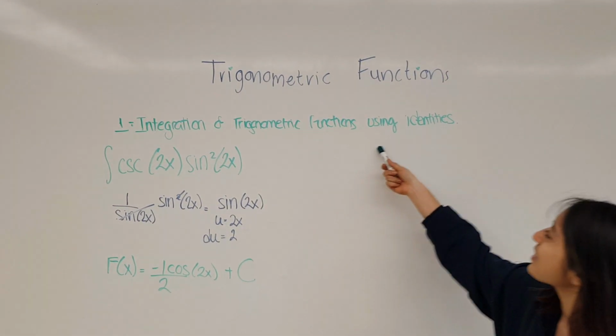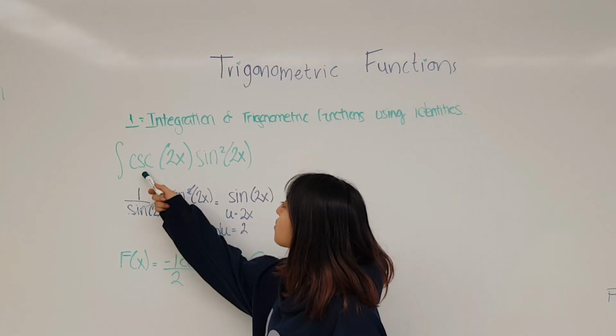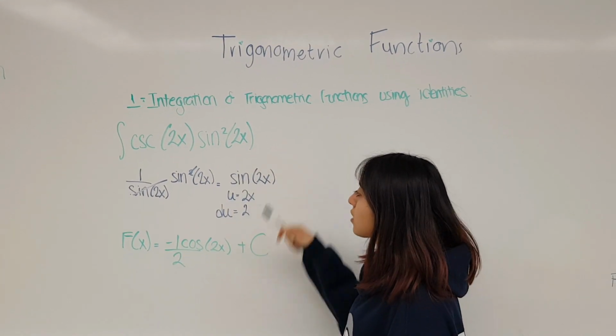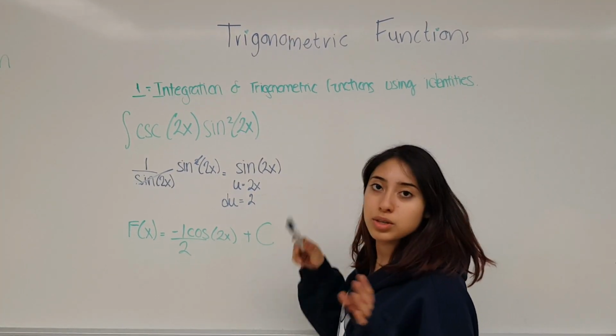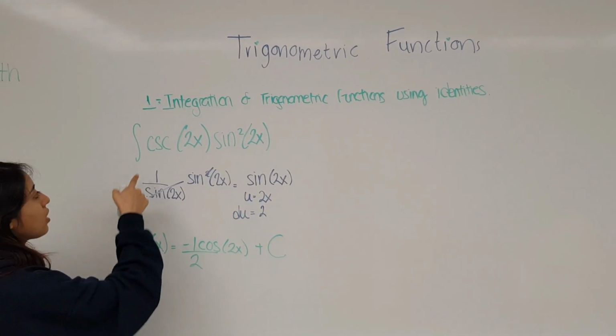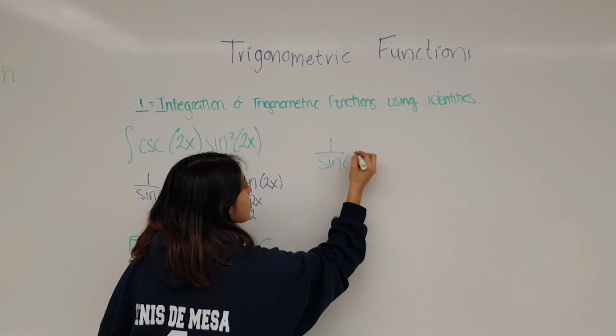Integration of trigonometric functions using identities. So the example we're going to use here is cosecant 2x times sine to the second power of 2x. So the process we're going to do here, first of all, is that we know that cosecant equals 1 over sine x.